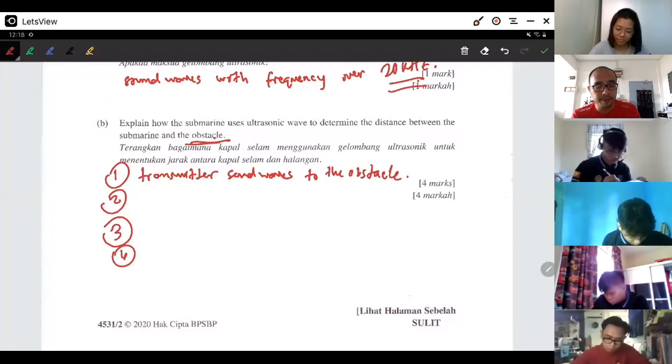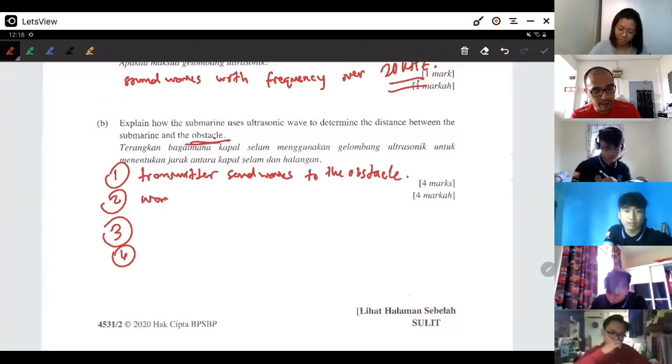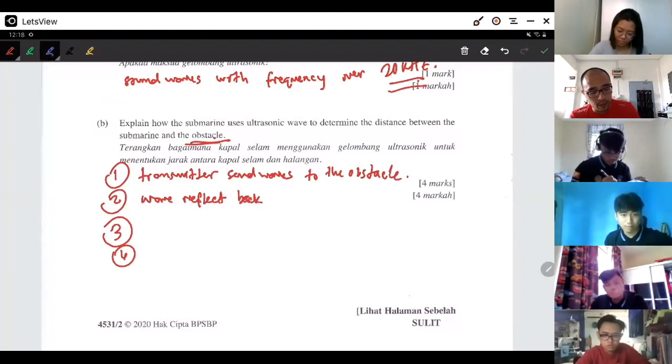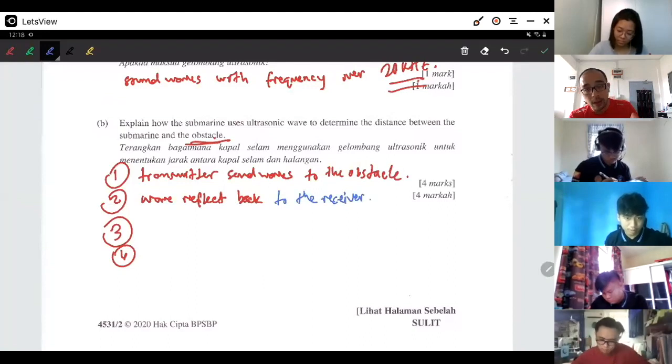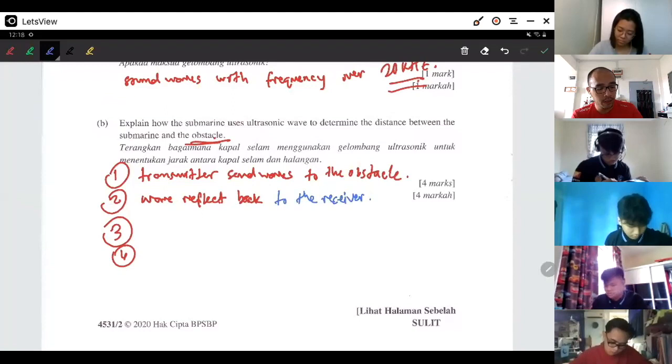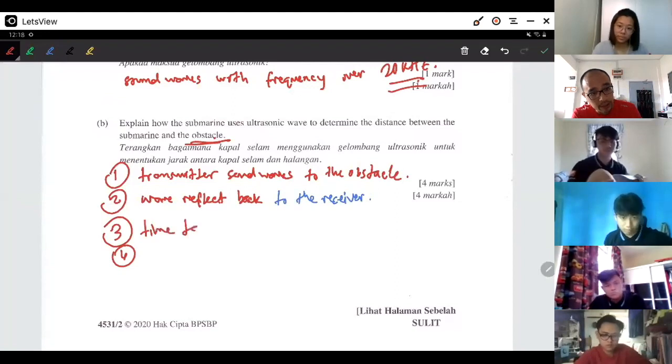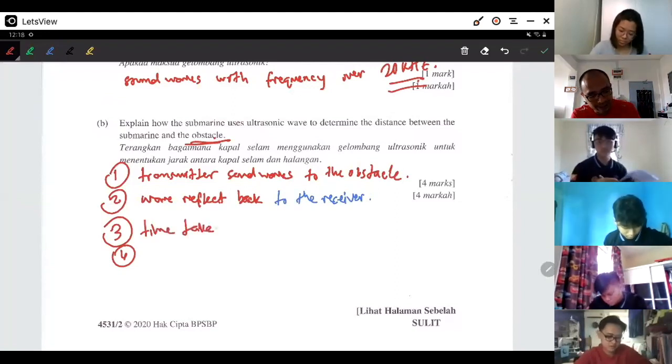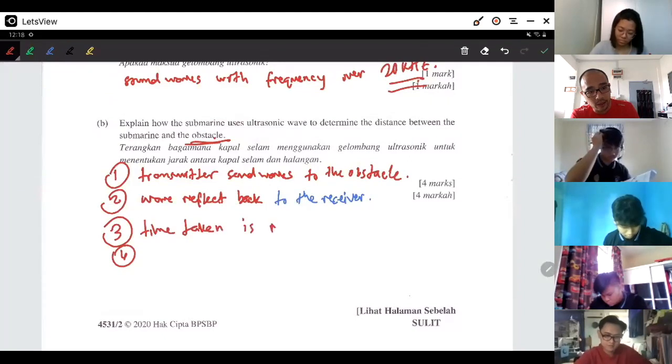Then after that, the wave will reflect back to the receiver. There is a transmitter and there's a receiver. And then the third point: time taken is recorded. Then divide time by two.